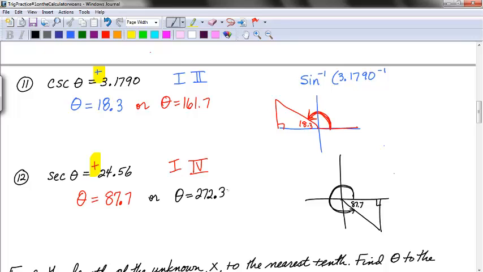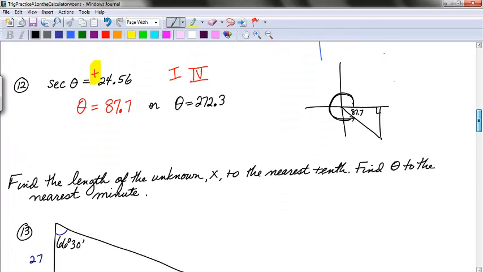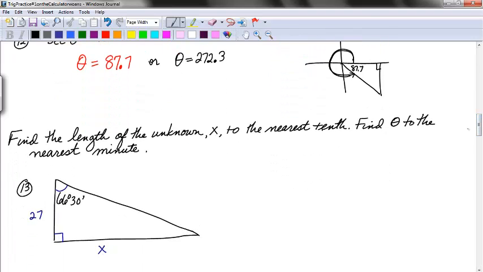Okay, now I'm going to take you through, we did the 30, 60, 90 and 45, 45, 90. Now we're going to do a little bit with the right triangles. A little bit of practice with the right triangles, if the angle's not a special angle. So put this in your notes.